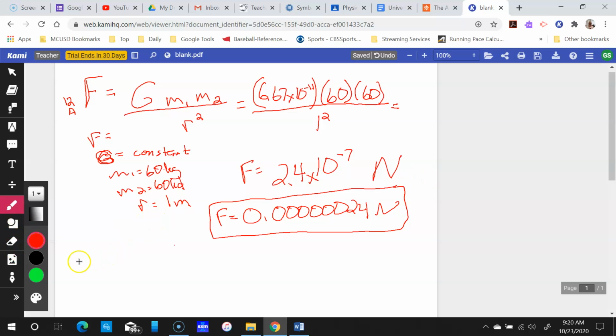All right, so that is 12A. Now we're going to look at 13A.